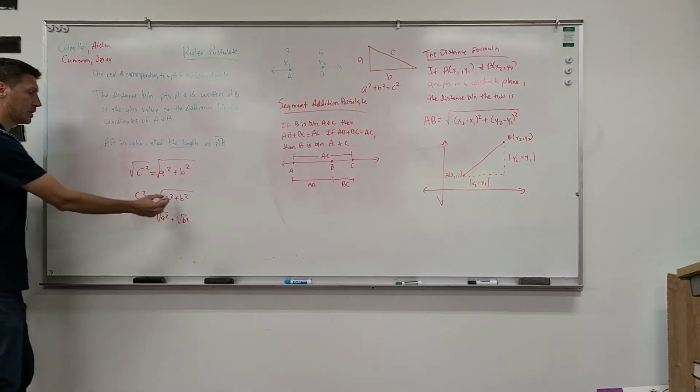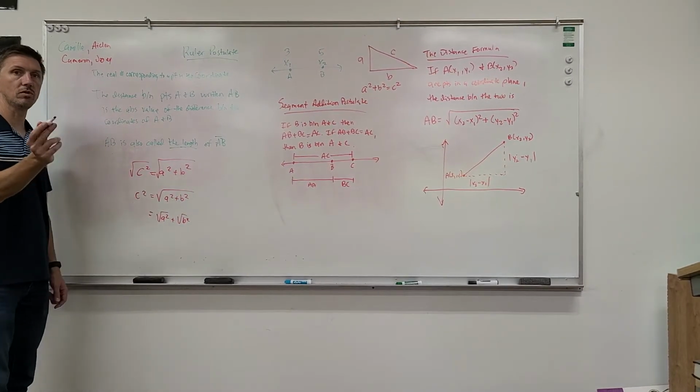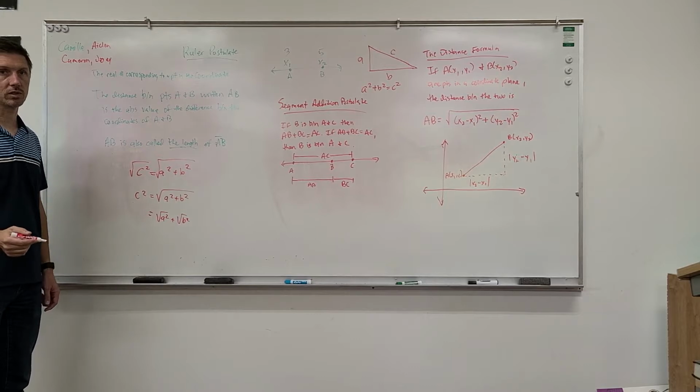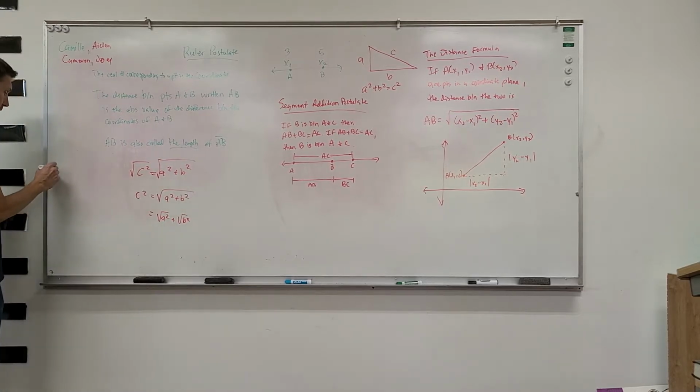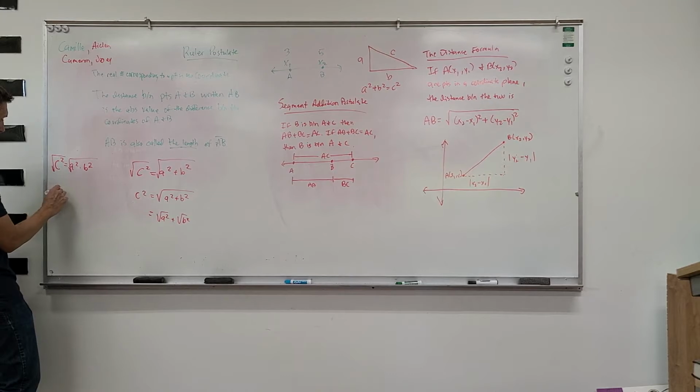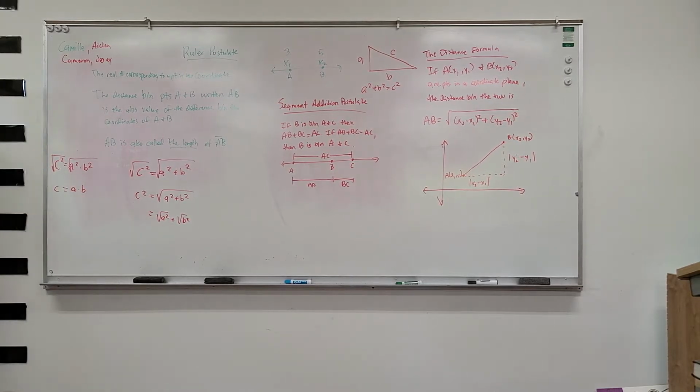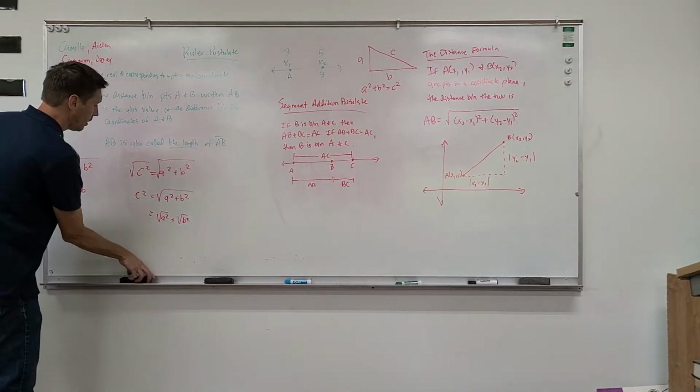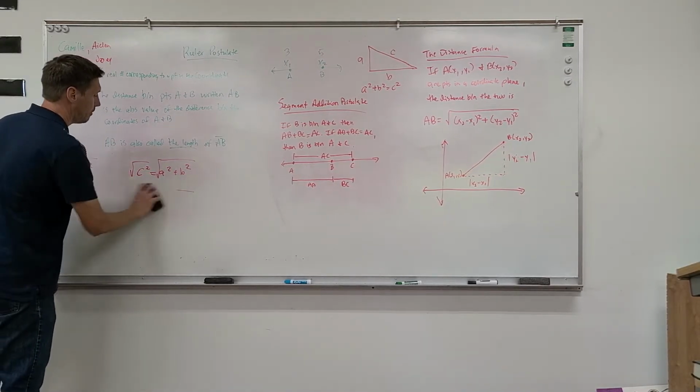Right, it's because there's addition right here, we can't just remove the squares because we took the square root of it. Now if it had been c squared equals a squared times b squared, and then we've taken the square root of both sides, then yes, we could have just said c equals a times b. Got it. But you can't do it when it's addition. Okay? Okay. All right, good question.